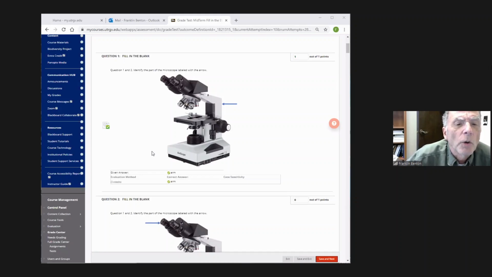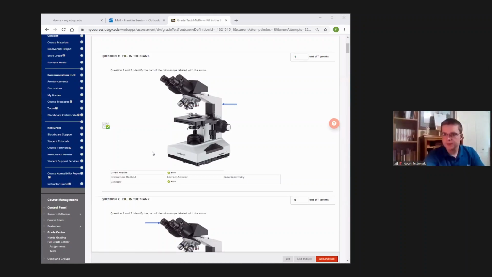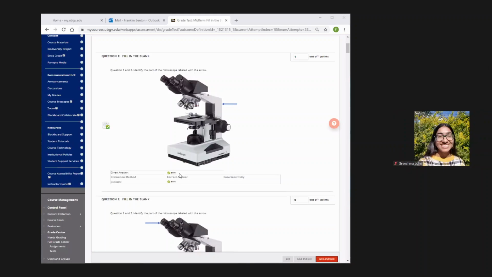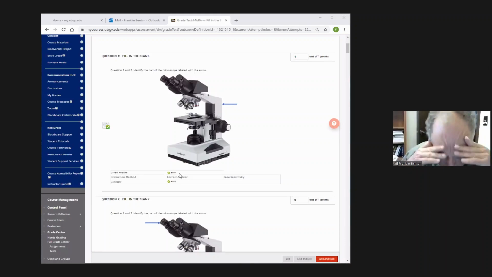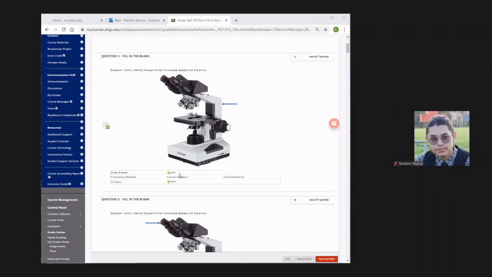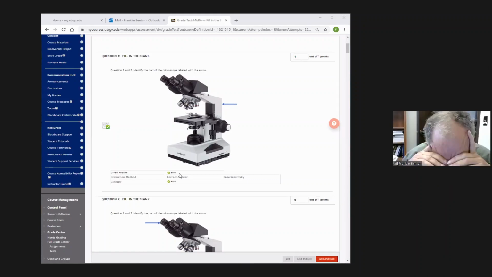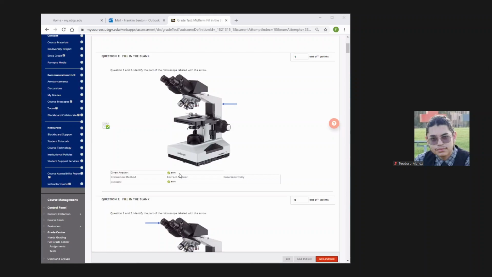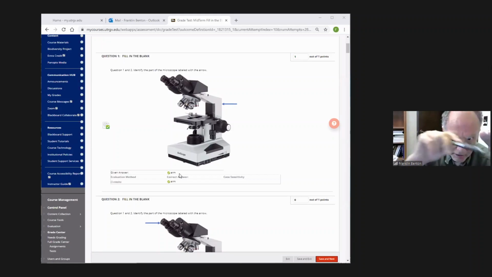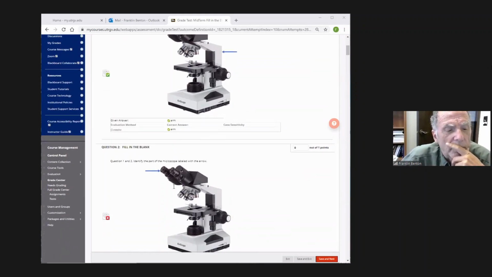Question 1. Identify the part of the microscope labeled with the arrow. What's the answer? Arm. Okay, arm. Now, keep in mind that for each one of these questions, there might be 3 or 4 more questions in a pool for question 1 that will be showing something else. So I'm going to be looking at that and making sure that everything's okay.